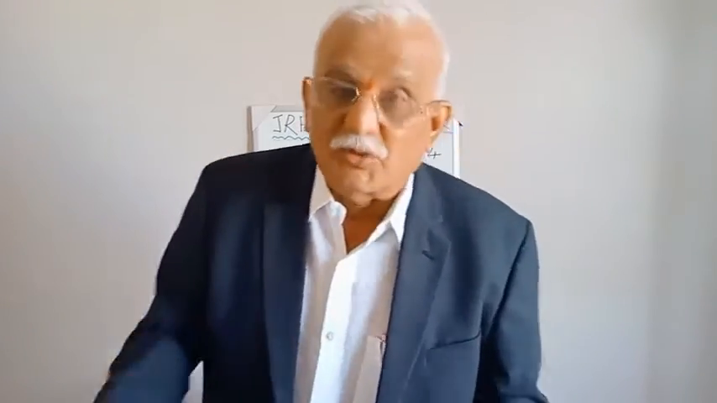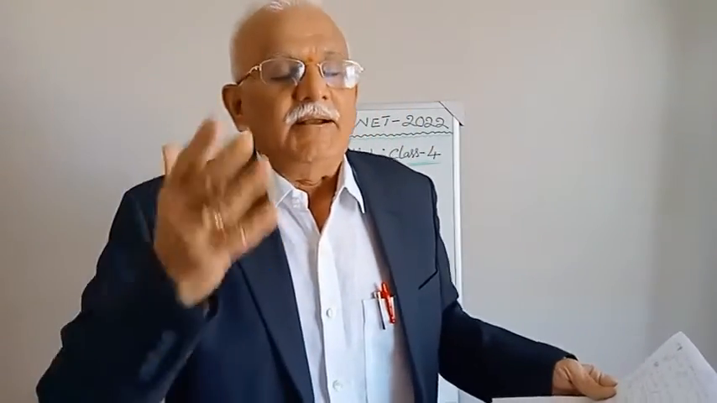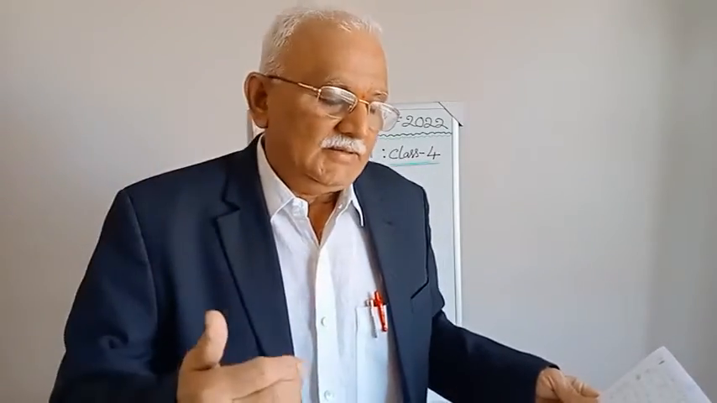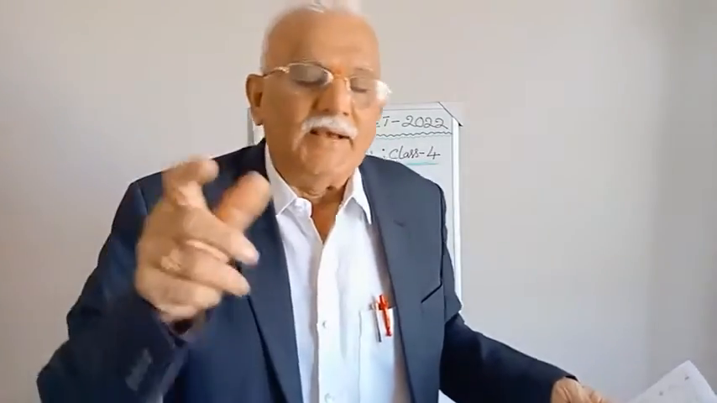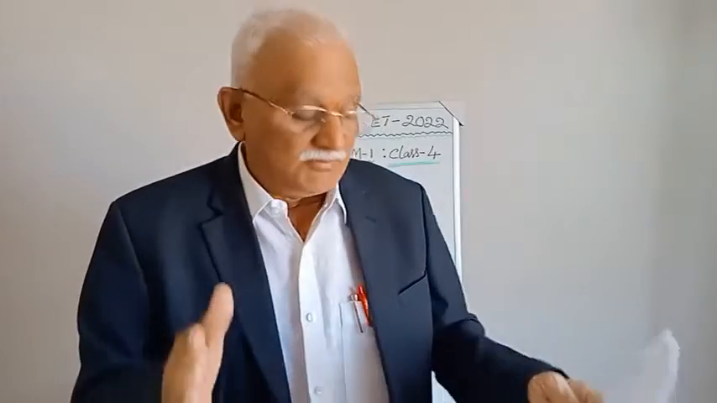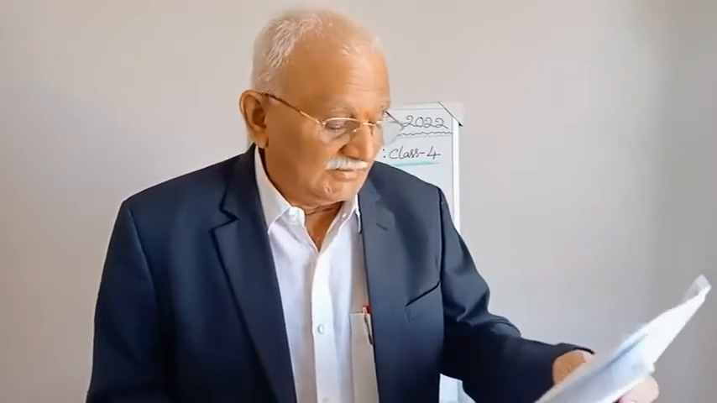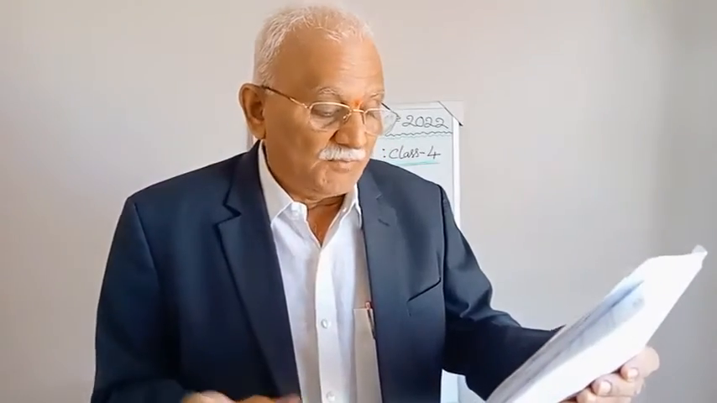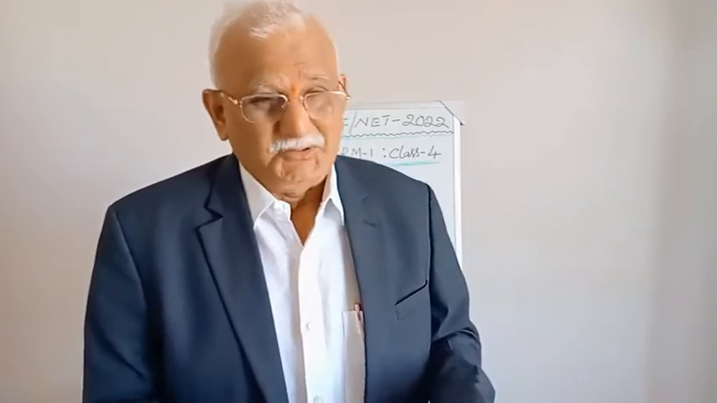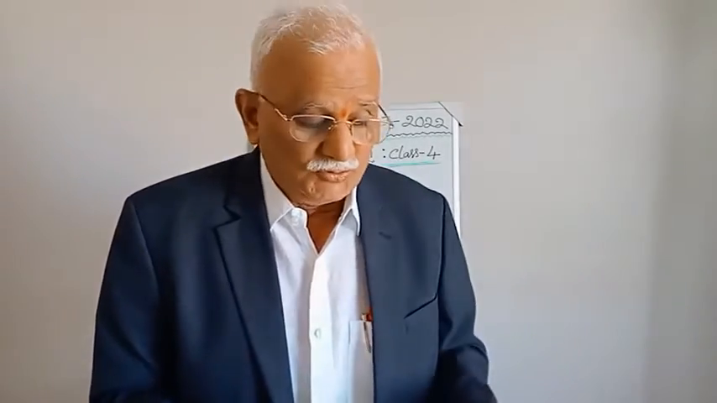Which of the following statements about forms of precipitation is true? What are the forms of precipitation? Rain, drizzle, shower, sleet, snow and hail. These are the forms of precipitation. What is correct here? The correct is in drizzle, the droplets must be close to each other.